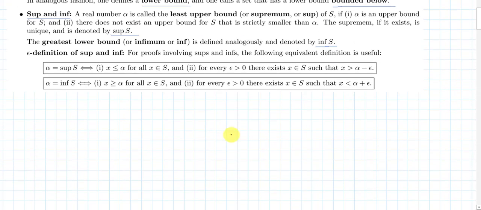And here we have the epsilon definition of supremum and infimum. So we can define them by epsilon. Alpha is the supremum if and only if, firstly, x is less than or equal to alpha for all x, and secondly, for every epsilon greater than 0, there exists x from S, from this set, such that x is greater than alpha minus epsilon.